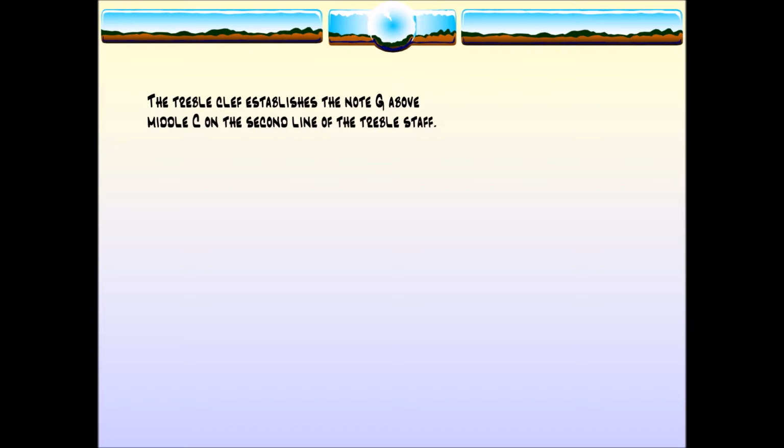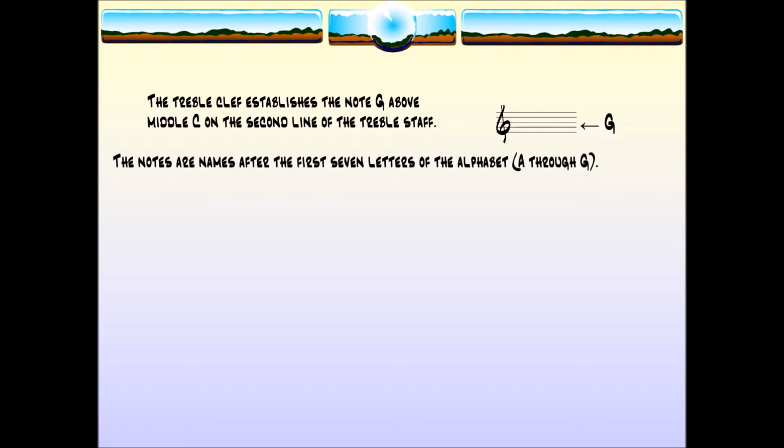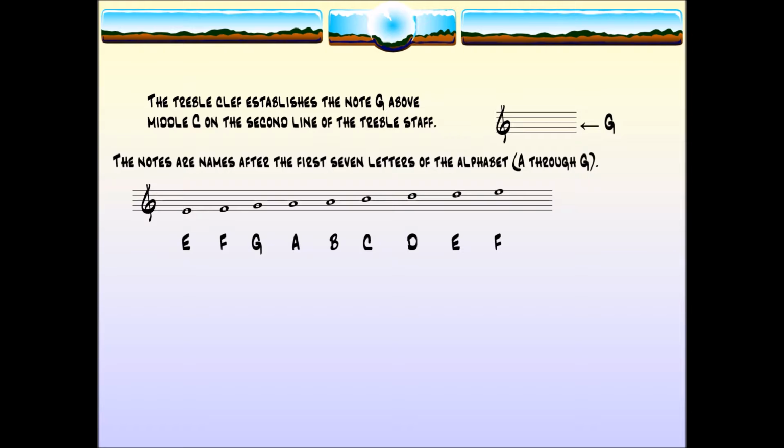The treble clef establishes the note G above middle C on the second line of the treble clef staff. The notes are named after the first 7 letters of the alphabet, that is, A through G. On the treble clef staff, the first line is E. The first space is F. The second line is G. The second space is A.